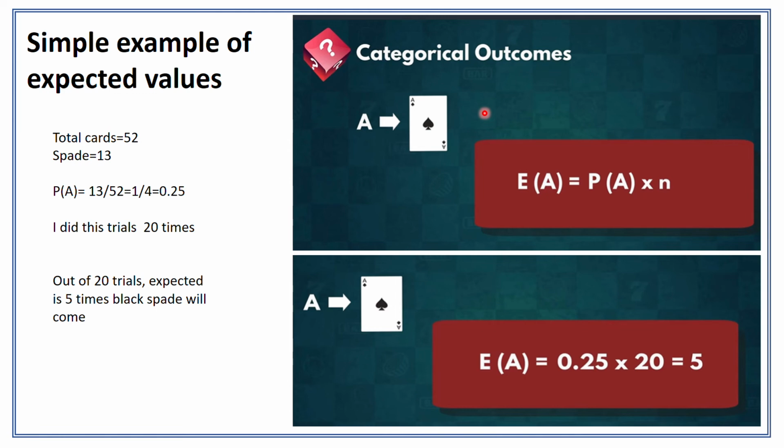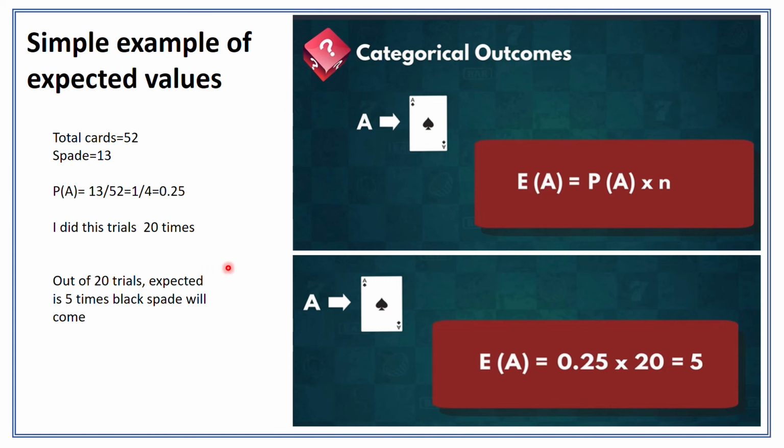Now I want to calculate the expected value of the black spade. Total cards are 52. Spades are 13 in it. So I am finding the probability of getting a spade when I am shuffling the cards. The simple probability will be 13 by 52. P of A equal to 13 by 52 equal to 1 by 4 equal to 0.25. And this trial I did 20 times. I shuffled the deck of cards 20 times, and every time I drew a single card and checked whether it is a spade.